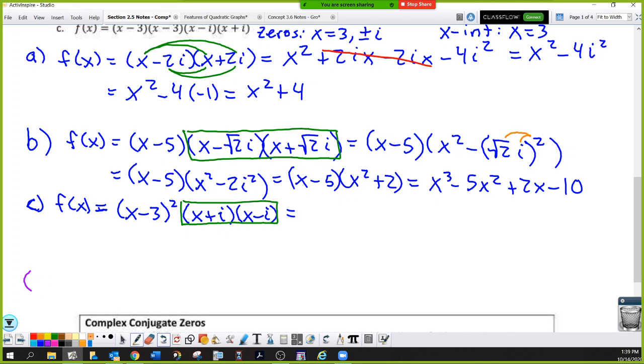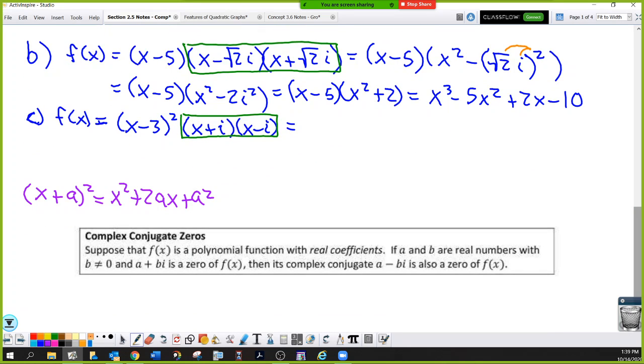Okay. x plus a or minus a, whatever, squared gives you x squared plus 2ax plus a squared. This is an Algebra 1 formula. And instead of having the plus, I could have used a minus, which gives me basically the same result. x minus a squared is x squared minus 2ax plus a squared. I'm going to use that for my x minus 3 squared.